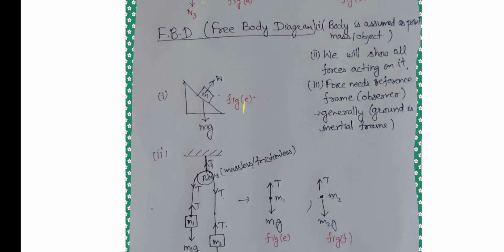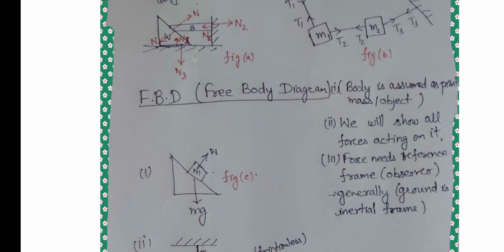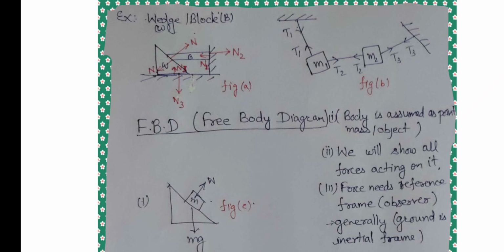Next you can see the example we had taken: the wedge and block example. Here is one wedge and block. The wedge is denoted by W and B is the block. The block is fixed on one side and the wedge is kept on the surface. Now we have to draw the FBD for this.